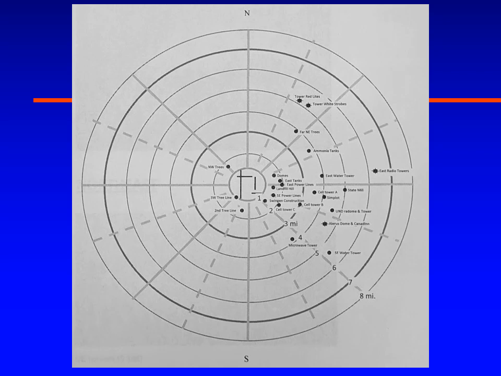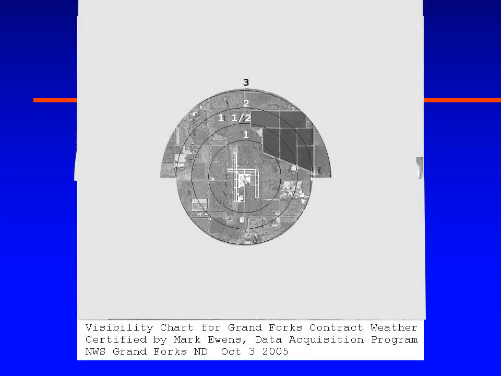And all of these observations are made from the normal observing weather site. And in this case, it was very close to the center of the airport back in 2005. So the idea here is, according to the definition of prevailing visibility, it's the greatest distance that you can see through half of the horizon circle, and that need not be contiguous.